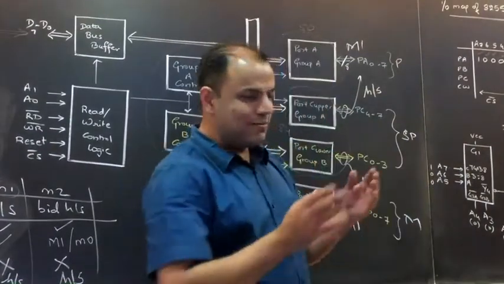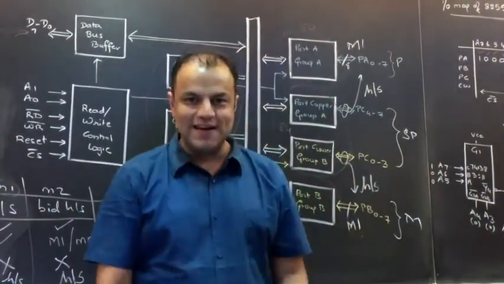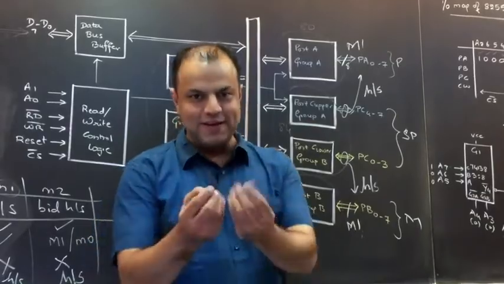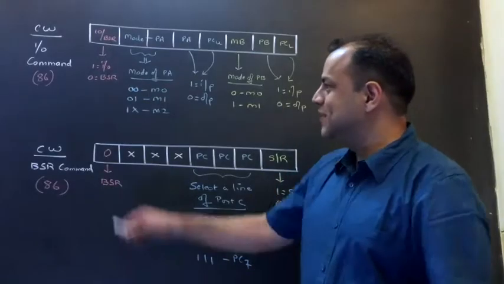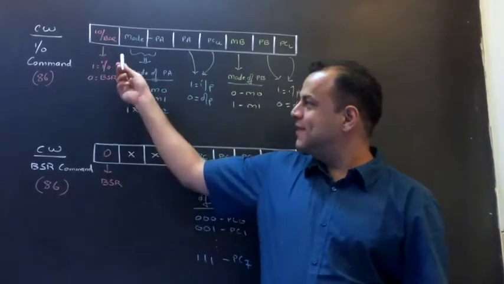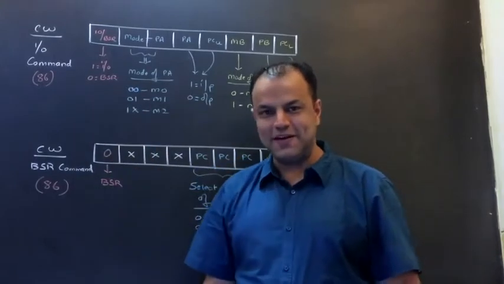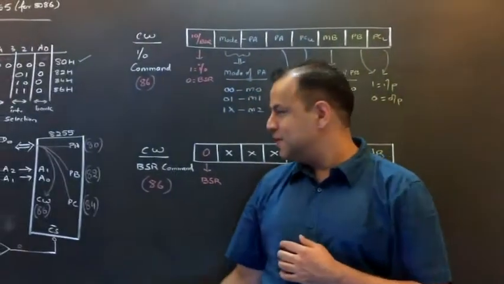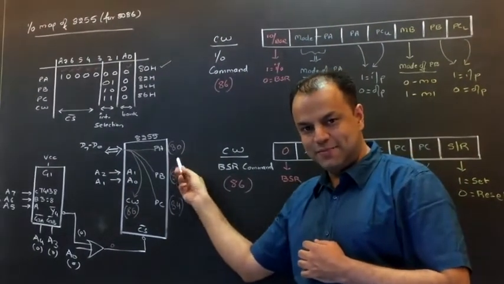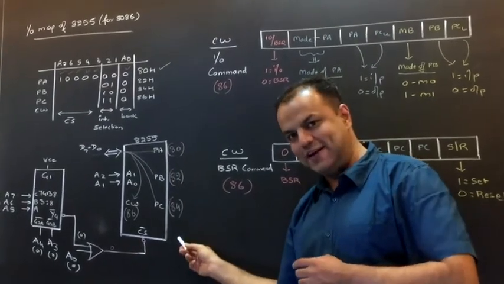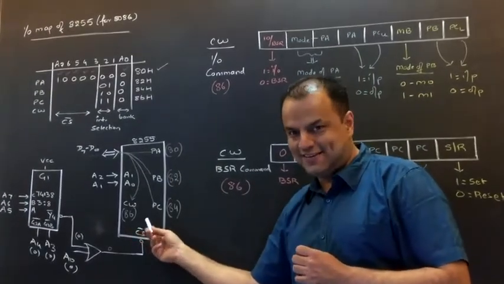Now we'll just move the camera on that side so that I can make you understand IO command and BSR command. Okay? Just a minute. Okay. So these are our two commands. They are called IO command and BSR command. Okay, now come on, tell me. What is the address of port A? 80. Port B is 82. Port C is 84. Control word is at 86.